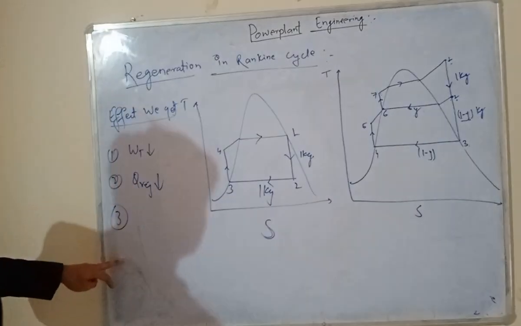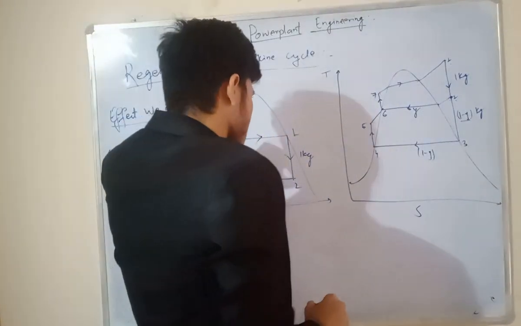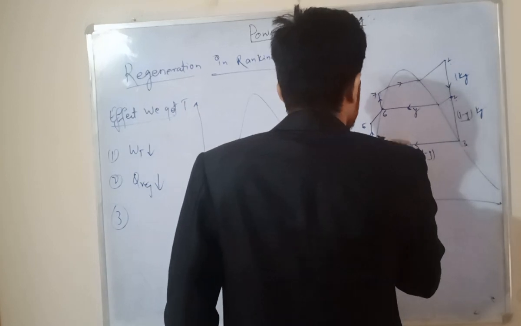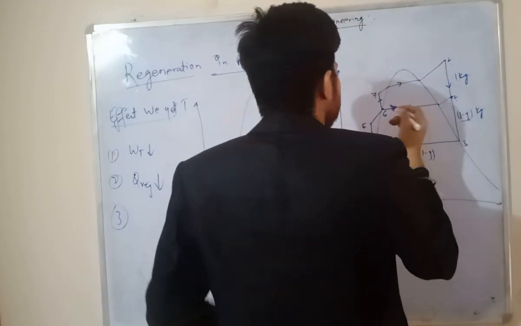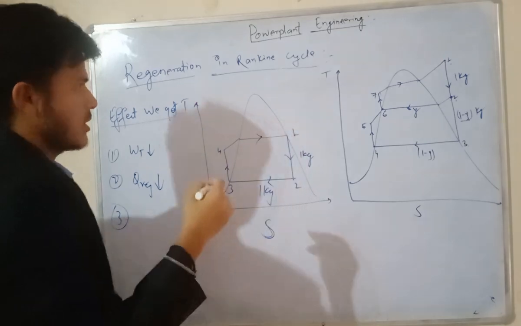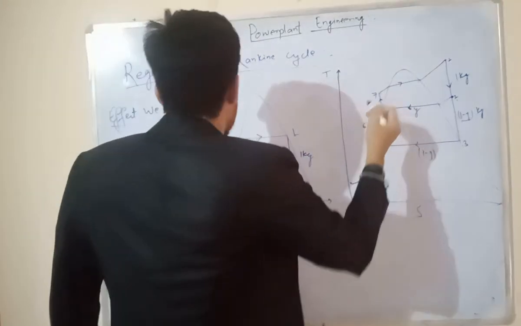Our next, third point, we come to the point 4 to 5. In this case, heat supply, we are supplying the heat at a high temperature.